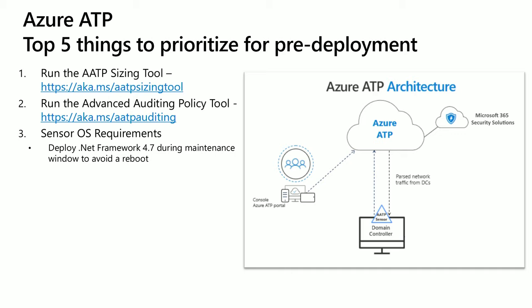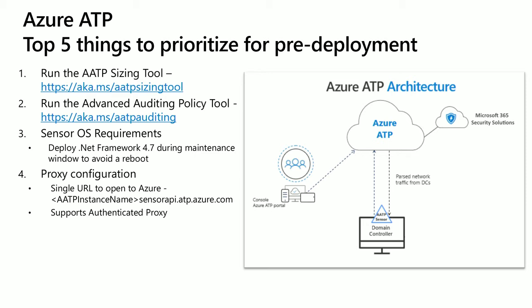The next thing we need to really be worried about is ensuring that we have the right version of .NET installed on the domain controllers. If you do not have .NET 4.7 on the domain controller and you attempt to install the sensor, it is going to reboot your domain controller. Not going to be happy. So let's get .NET installed beforehand and during a maintenance window, and then we could actually deploy the Azure ATP sensor even during production hours within the environment.